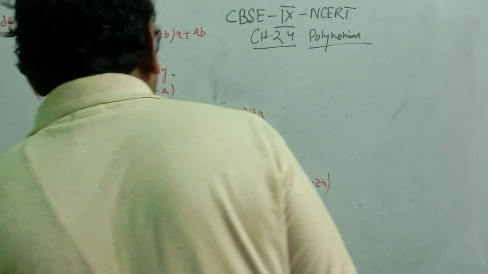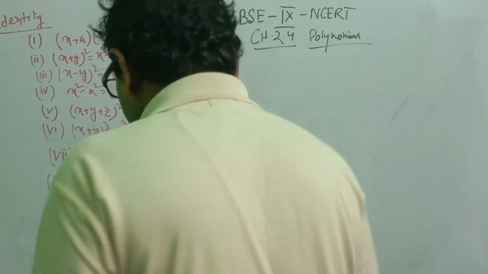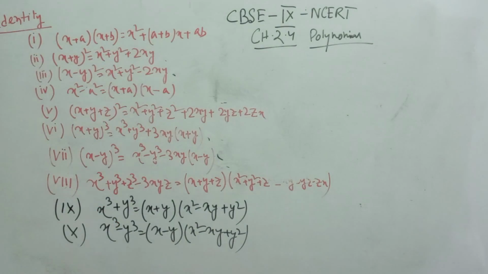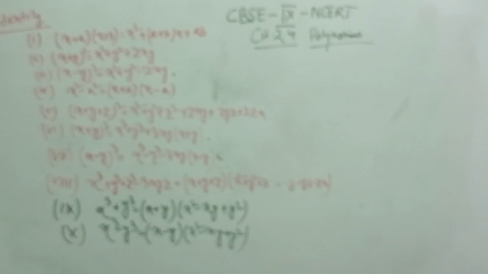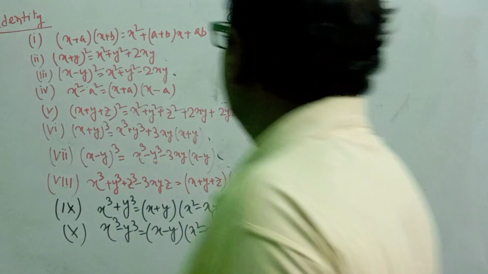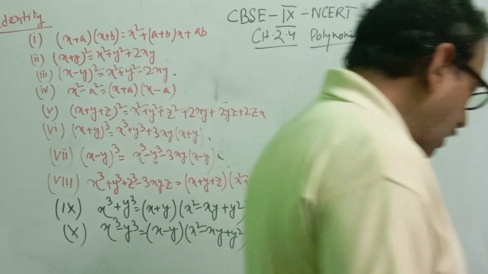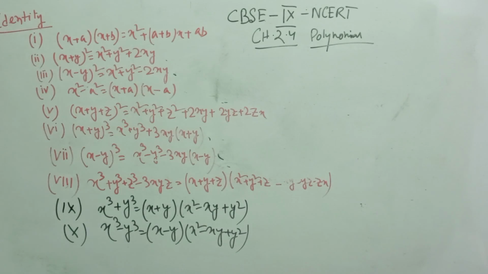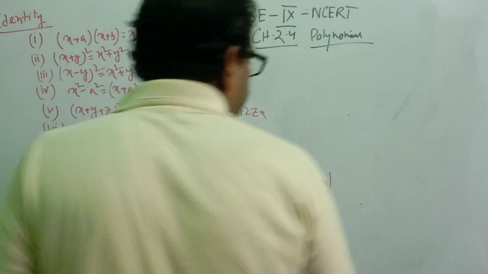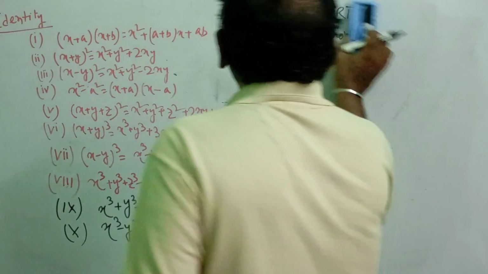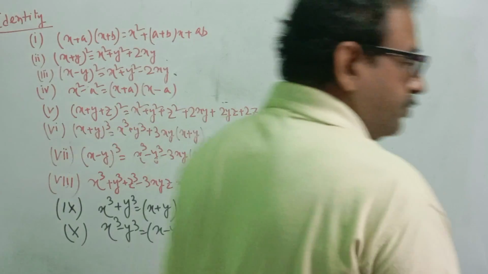Now, before completing this last chapter, we must again go through the identities. We must go through all the identities. Now we are starting with question number 10. Clear?